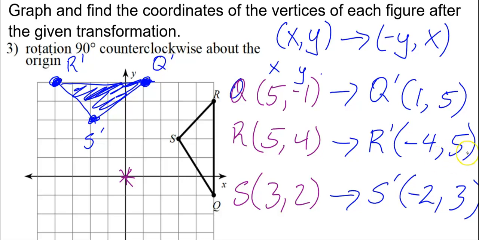I find applying the rules for rotation is the easiest thing to do. Know the rules, write the rules down, come back to them.